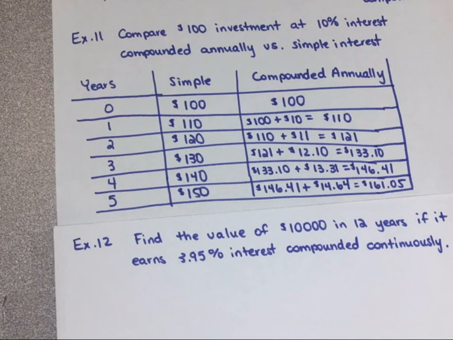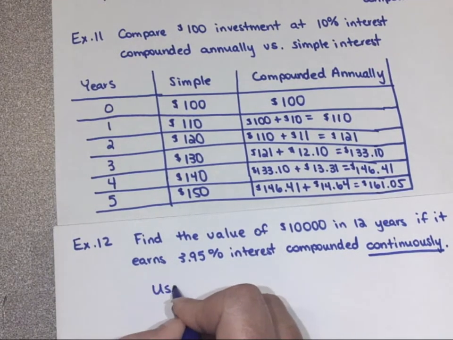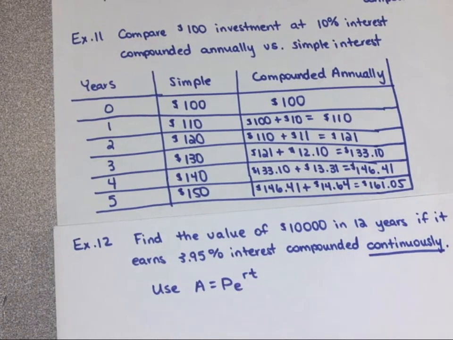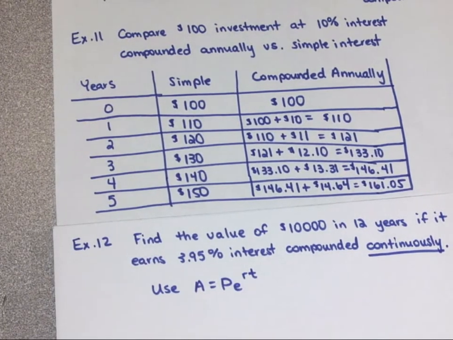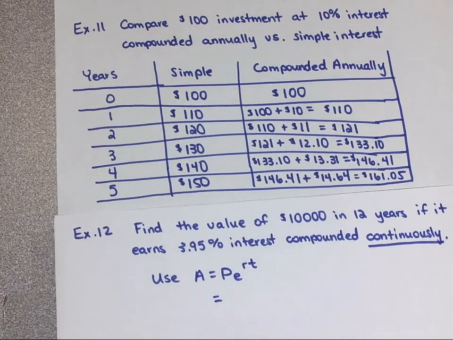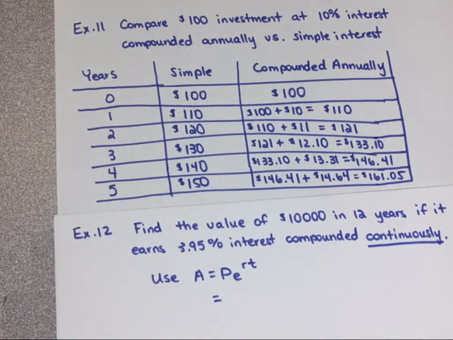Okay, so it is important that they use this term continuously. If they say continuously, then you're going to use that PERT formula that I mentioned above. Remember that's P times e raised to the what? Rate times time power. So make sure we put in everything right. Where would the 10,000 go? Is the 10,000 the ending amount in the account, or is it the beginning amount? It's the beginning, right? So we need to put it in for P.